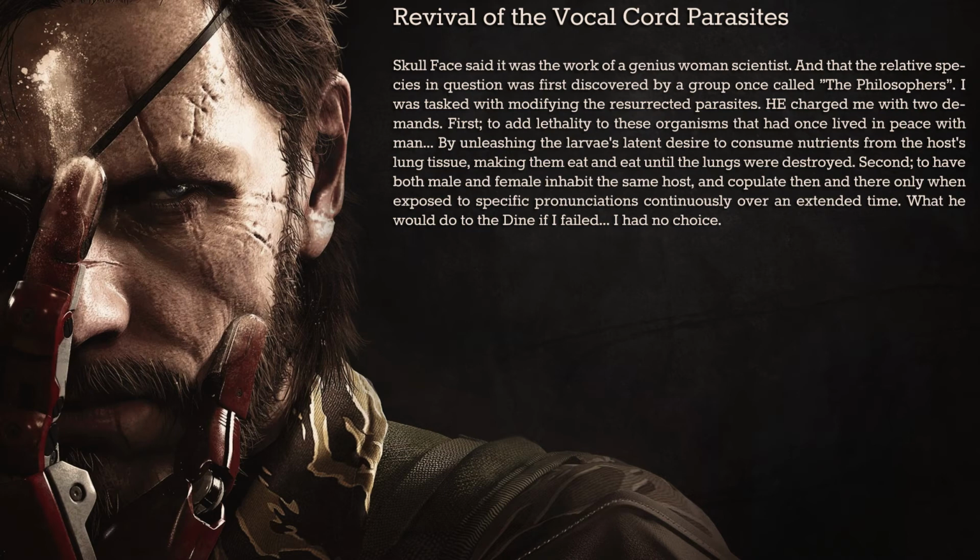He charged me with two demands. First, to add lethality to these organisms that had once lived in peace with man, by unleashing the larvae's latent desire to consume nutrients from the host's lung tissue, making them eat and eat until the lungs were destroyed. Second, to have both male and female inhabit the same host and copulate then and there, only when exposed to specific pronunciations continuously over an extended time. What he would do to the Dene if I failed. I had no choice.